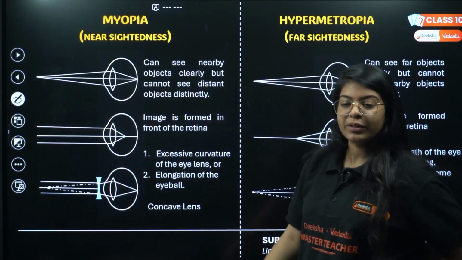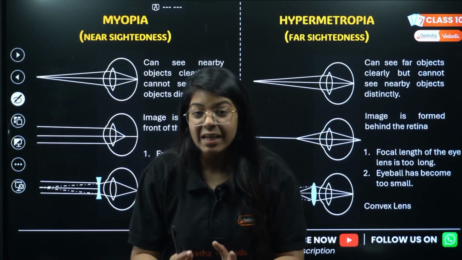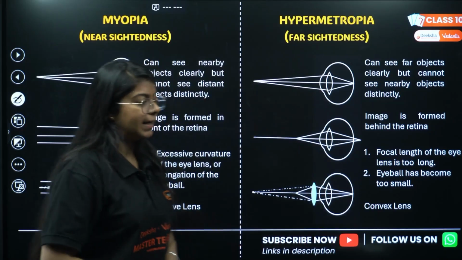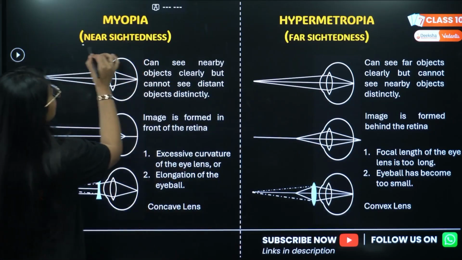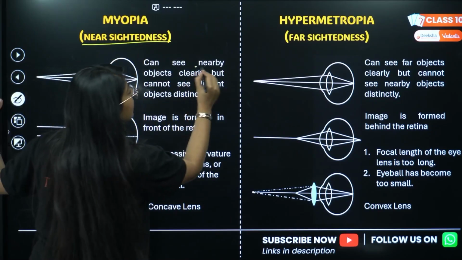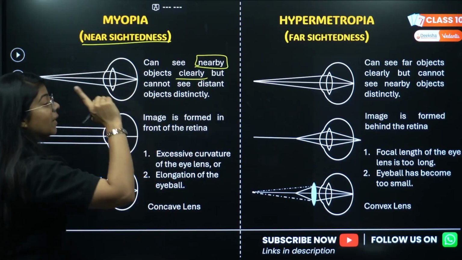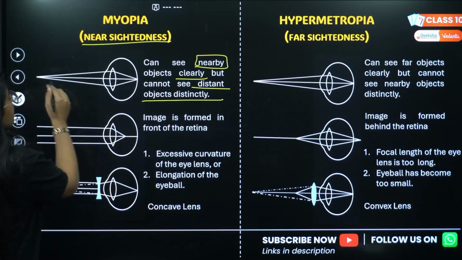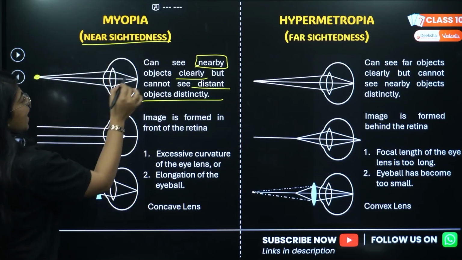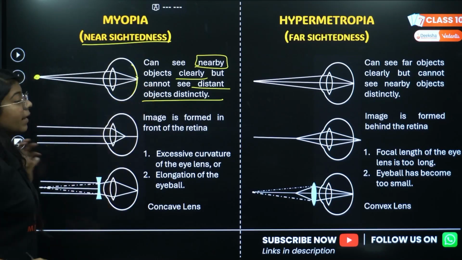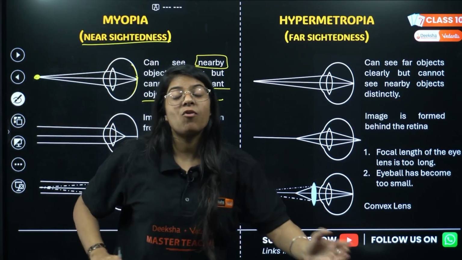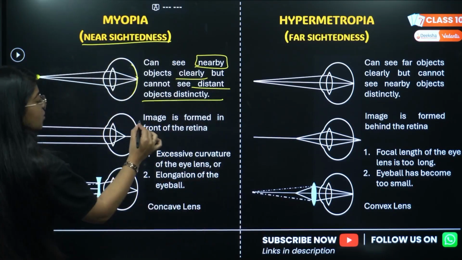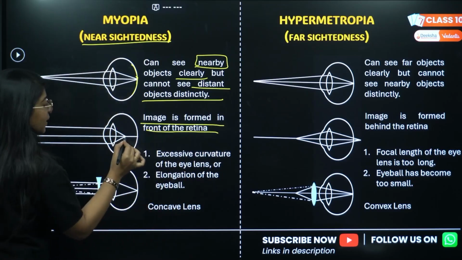Okay, moving on to the next part, we are on to defects. These defects are a very important topic. There are two defects, myopia and hypermetropia. We'll revise them very quickly. Myopia is nearsightedness. That means you can see nearby objects very clearly but cannot see distant objects clearly. Now here, this should be the ideal case, where the image forms on the retina, right? But in case of myopia, the image forms in front of the retina, something like this.